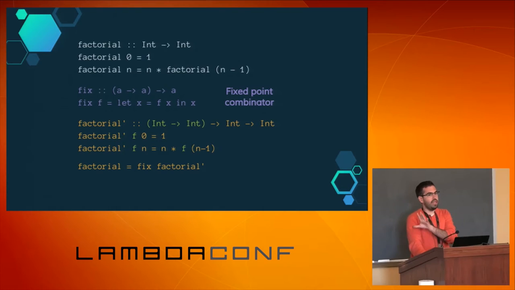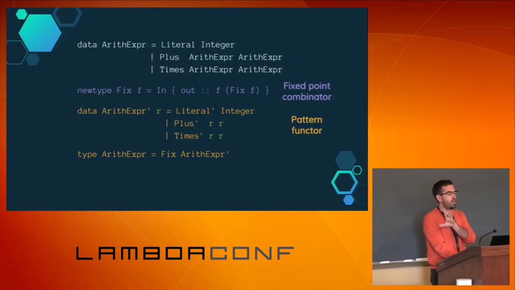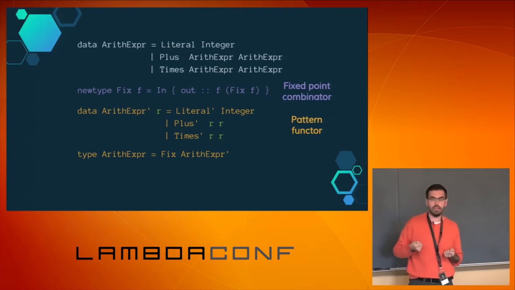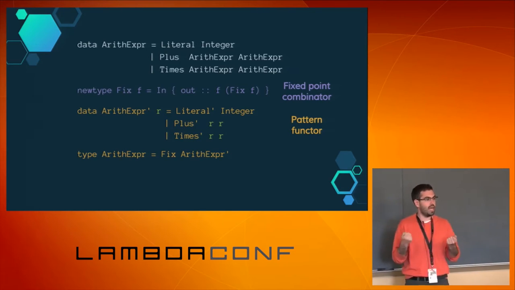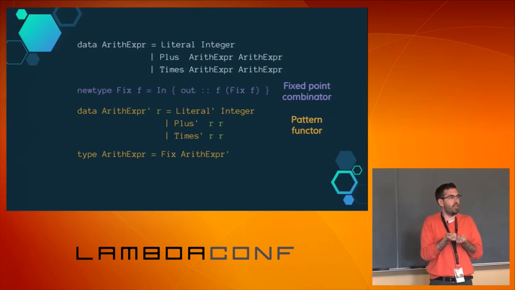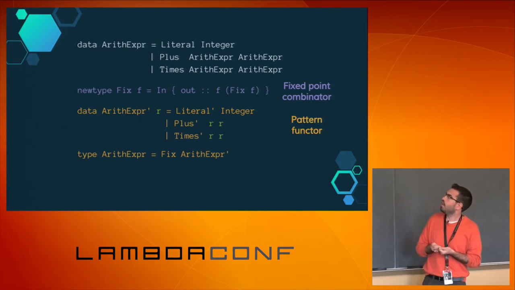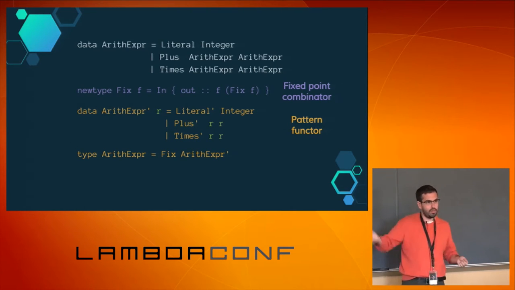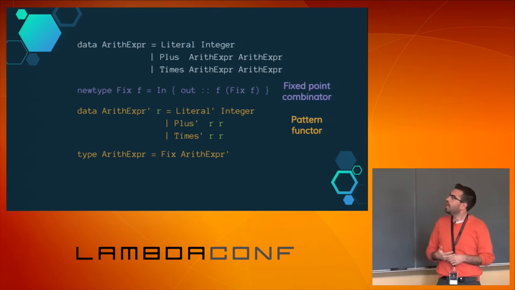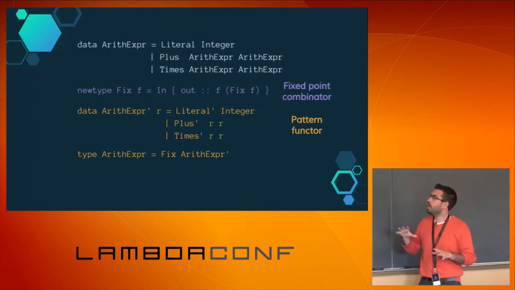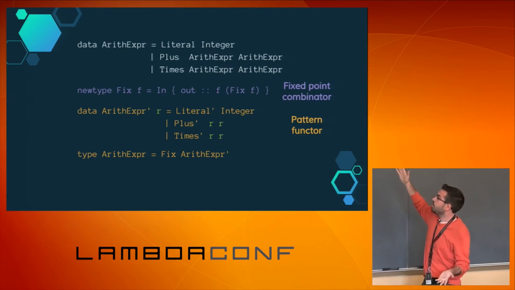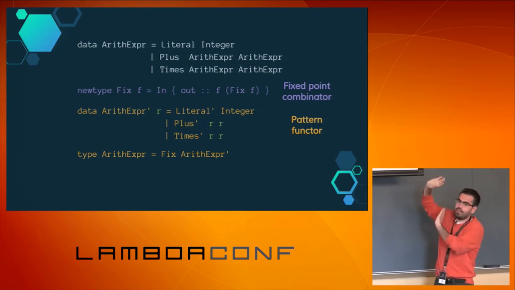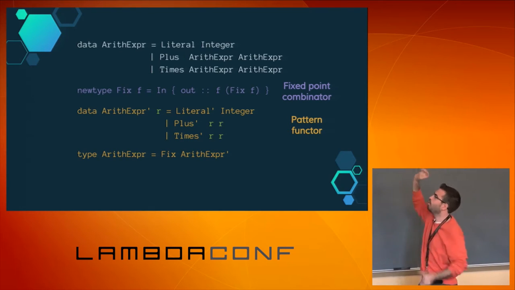Now that we can do this with functions, we can look at data types. And data types have some of the same thing. We have recursive data types, like these arithmetic expressions. You have some base cases, and you have some point where you make recursion. In this case, you have literals, and you have plus or times of other expressions. And at that point, you also make the recursion. And we can do exactly the same thing. We can break it up in two things. We have some kind of data type that I'm going to call pattern functor, just because it's a bunch of cool words together.